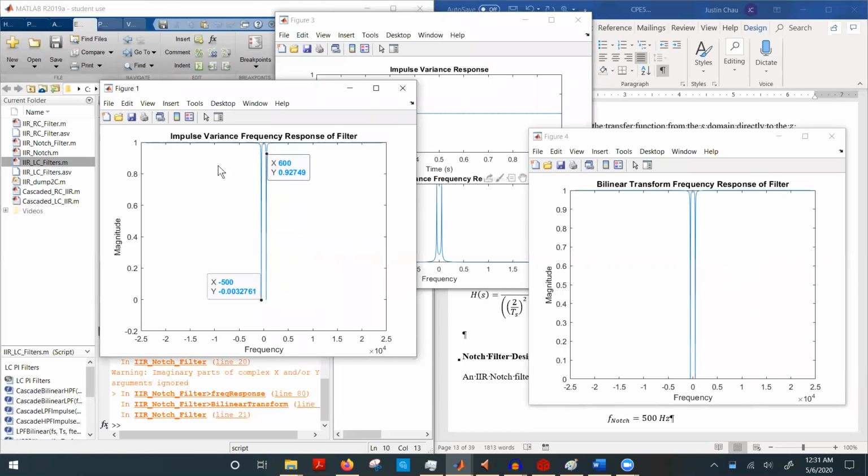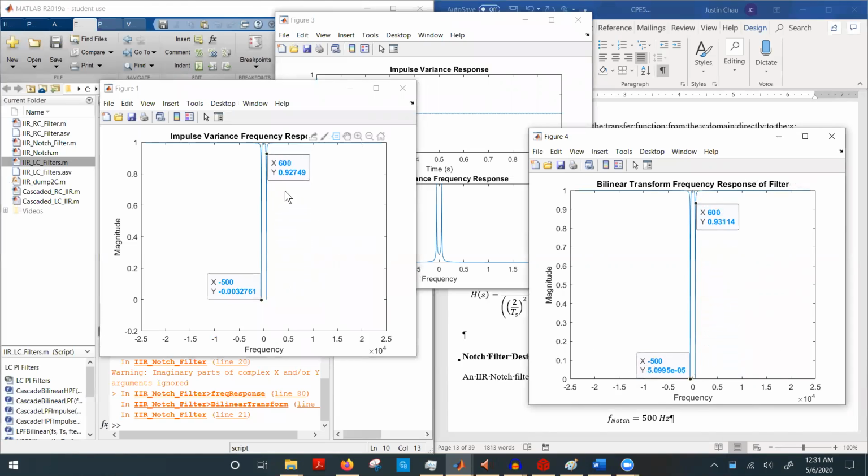Similarly, this is for the impulse invariance. Similarly, for the bilinear transform over here, at 500, the gain is very low. And then as we step away from the notch frequency, the gain goes back up. So yeah, approximately around 600 again, you'll stop noticing the attenuation.